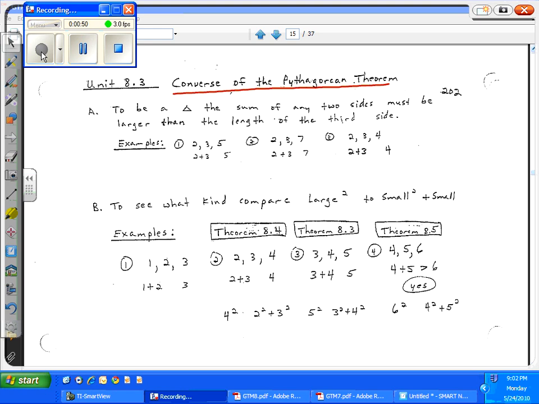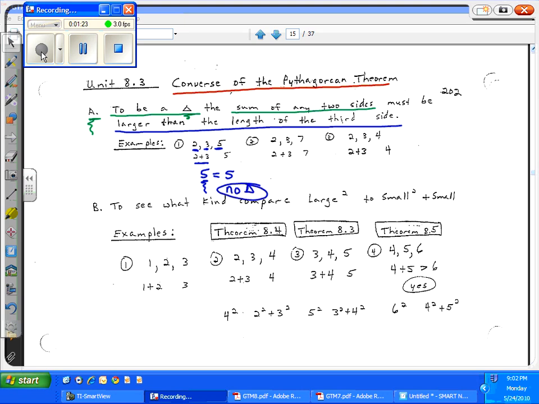Before we do that, we have to know whether the thing's even a triangle or not. To be a triangle, the sum of any two sides, or the sum of the smaller two sides, must be larger than the third side. Example, could the numbers 2, 3, and 5 be the lengths of the sides of a triangle? If we take the sum of the smaller two, we get 5. The larger one was 5. Those are equal. The sum of the smaller two is not bigger than the third one, so this is not going to be a triangle at all.